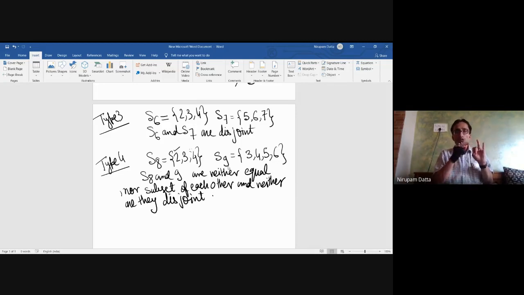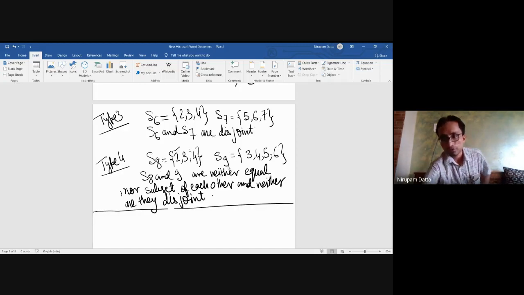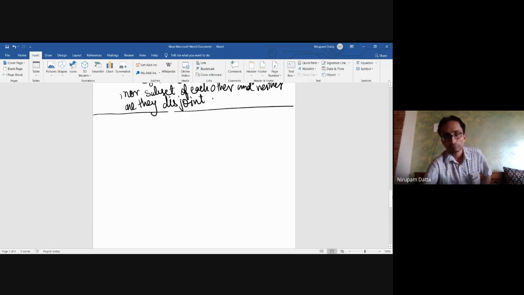Type 3, when both sets contain no elements in common, then both sets are disjoint. Type 4, when both sets contain some elements that are common to each other, so they are not disjoint, but they also contain certain elements which are not found in the other set, that is, they are neither equal nor subsets of each other. Okay, so these are the 4 types of relationships which we can come across.